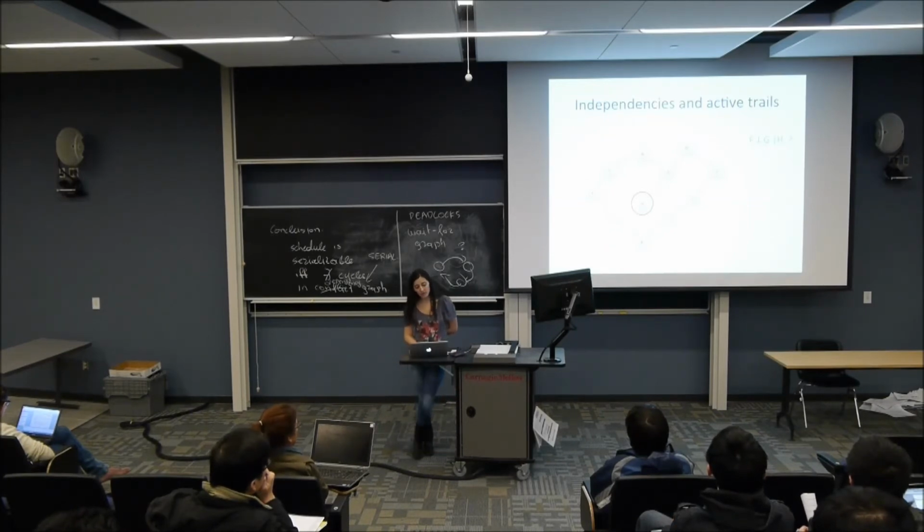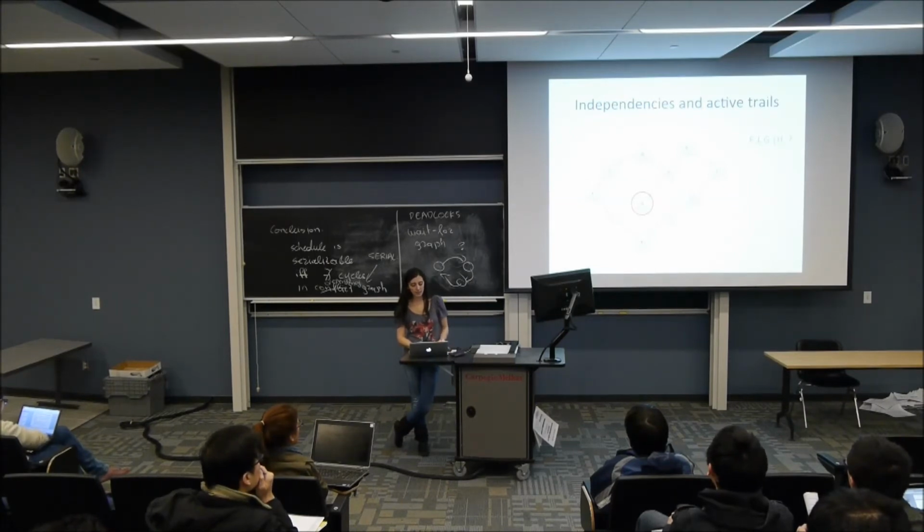So remember, if you observe a descendant of the node in a V structure, then it becomes active. It's an active trail. So from F to G, we can go this way, and there is an active trail, because once you observe H, then A and B are dependent, and because we didn't observe anything along these lines, there is an active trail from F.